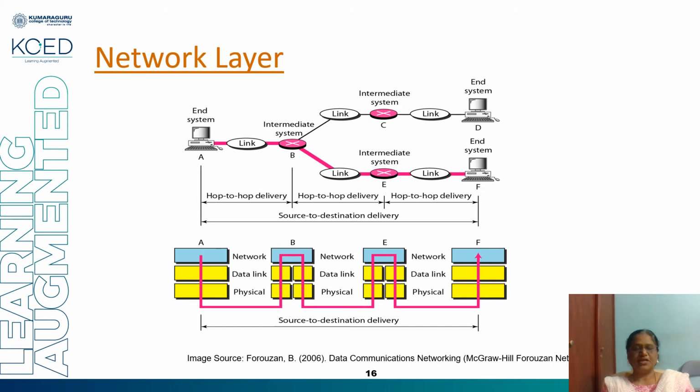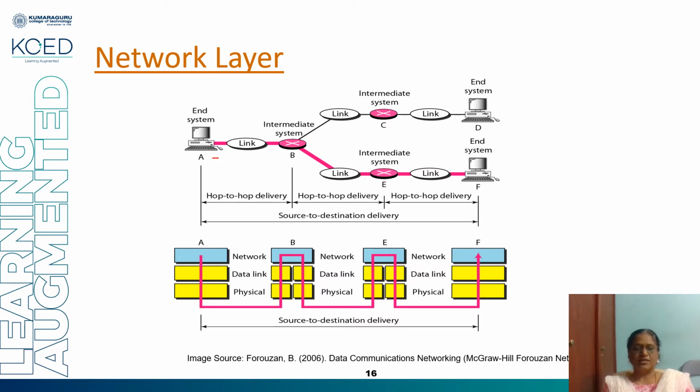You can see here there are physical, data link and network layers. All these three layers are dealing with delivery hop to hop, from system A to router B to C and C to D. In case B is a router, the function of router is to forward an incoming packet to any one of the outgoing links.